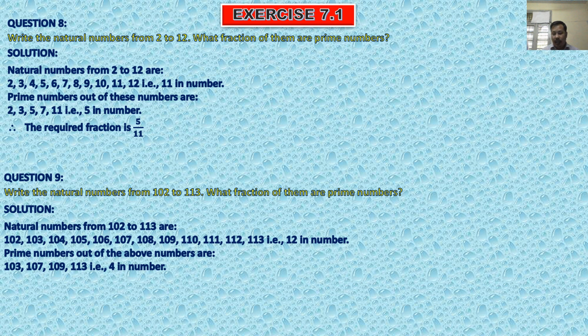Then the required fraction of the prime numbers out of these 12 numbers is 4 by 12, and 4 by 12 can be rewritten as 1 by 3. For that, 4 times 1 is 4, and 4 times 3 is 12. So this is the answer of question number 9.